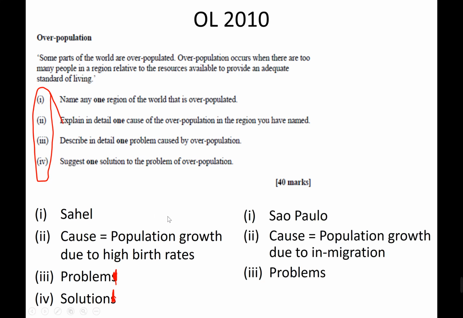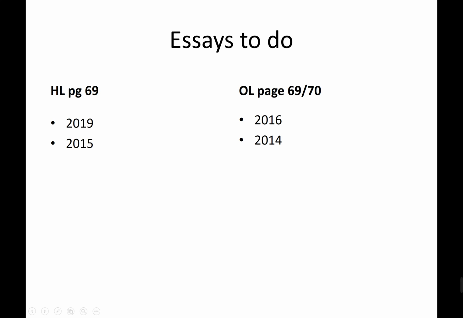And then your other option is Sao Paulo. And again, I actually think Sao Paulo might be the easier one to do here. Okay, so I would go with that one. I don't think I went any further back. So these are the essays I want you to do. Higher level on page 69, you're doing 2019 and 2015. Ordinary level on page 69, you're doing 2016, and on page 70, you're doing 2014.